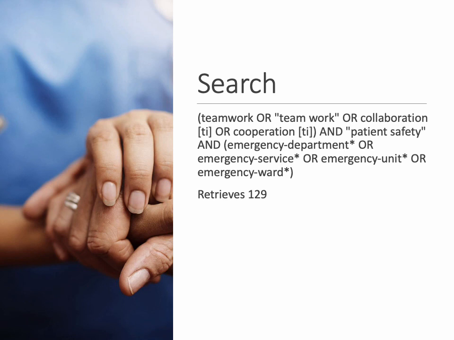So here's my final search. I have parentheses; think about it like math. It was Please Excuse My Dear Aunt Sally. The P is parentheses, which tells the database to look inside the parentheses first and then go outside the parentheses. So when I have all the team concept in parentheses, I'm telling the database, if you find any of those words, retrieve the article. And then go to patient safety. And then if you find any of the emergency department concepts, pull that in. So it's a way it tells the database how to group your words. Here's my final search that I put together, and it retrieves about 129 results.